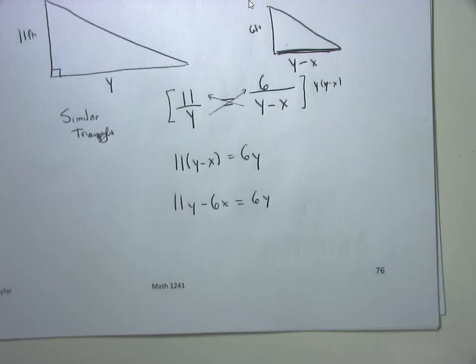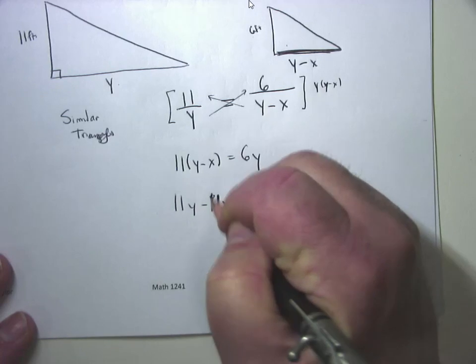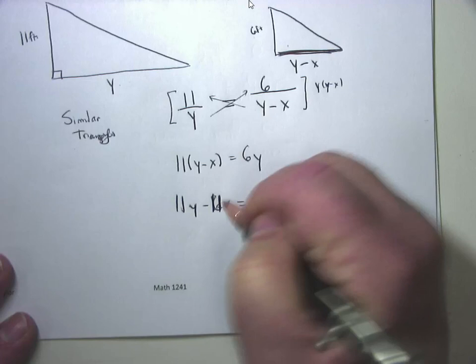You can combine it more if you want to, but at any point, yeah, question. Oh, 11. Yes, it would be. Yes, that's my typo. I am 5 steps ahead of you thinking about the next problem. Sorry. There we go. 11. Distributing 11 would be 11y minus 11x equals 6y.